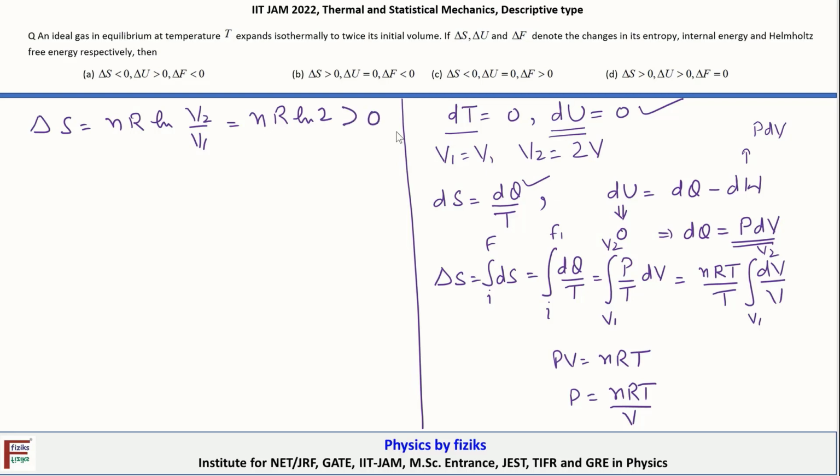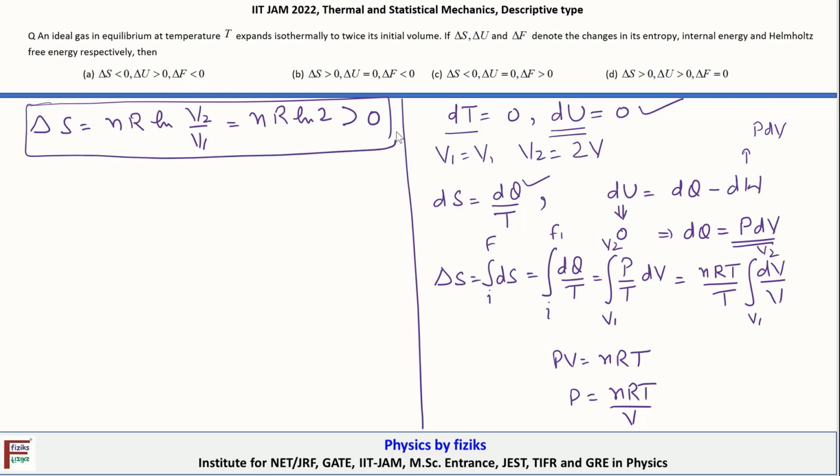Because v2 is twice the initial volume, if you substitute the value of v2, that is equal to 2v, and divided by v, that will give you n r ln 2. So therefore the corresponding entropy change for this case is greater than 0. That's the second point that we have observed.